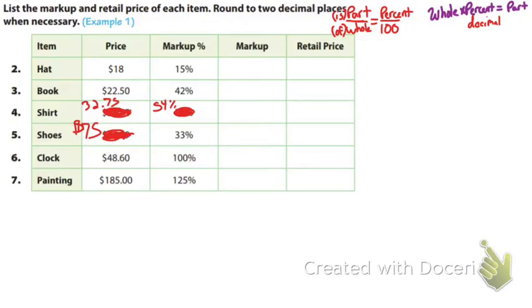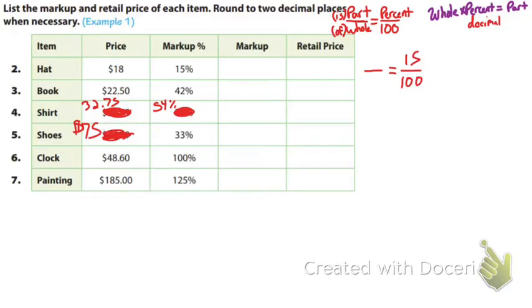Alright, so now let's go ahead and solve the first one. They're telling us a hat is regularly priced $18, but it's going to be marked up by 15%. So we can set it up as a proportion, like this. The easiest thing in my opinion to put in there, which we know where it goes, is the percent, because percent is always over 100. So we can put 15 right there.